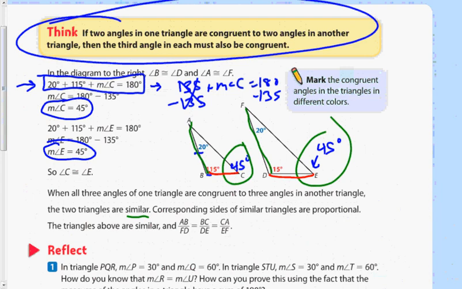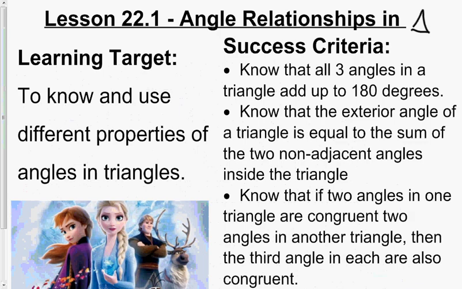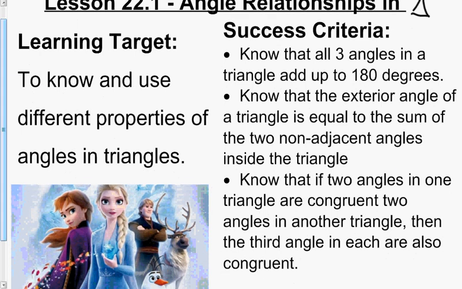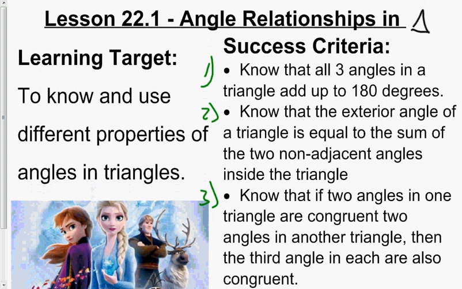And that takes us all the way back to our learning target and our success criteria for angle relationships and triangles. The three big things there. One, we learned that all angles in a triangle add up to 180 degrees. Two, we learned that the exterior angle, so that's when you extend one of the lines, it forms an exterior angle, that is equal to the sum of the two non-adjacent angles inside the triangle, so the other two angles. And three, we know that if two angles in one triangle are congruent to two in another, then the third angle in each triangle are also congruent. And that's our lesson for 22.1.